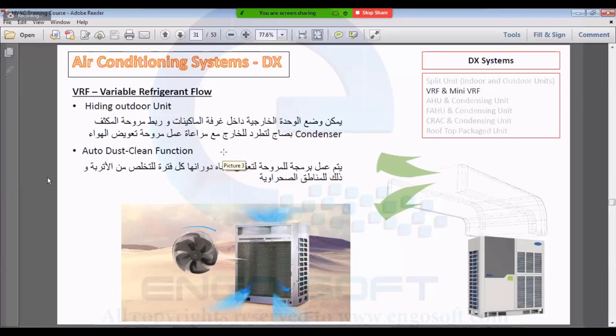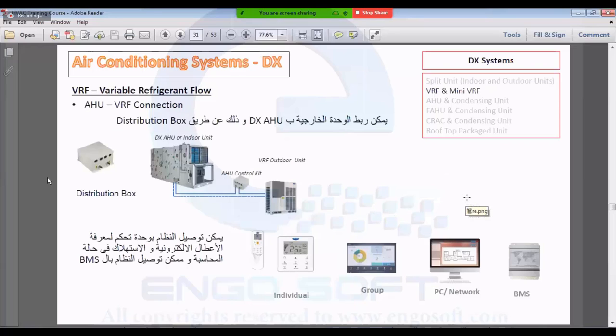And there must be some way to extract the air from the unit to outside the room. So you have two concerns. You have to provide a fan to ventilate the room, and you have to provide an exhaust duct to extract the air from inside the equipment. Okay.